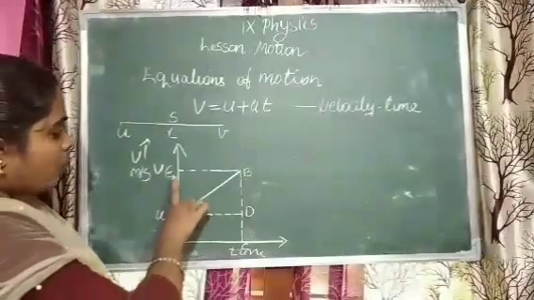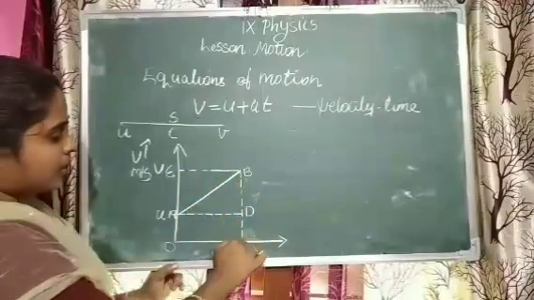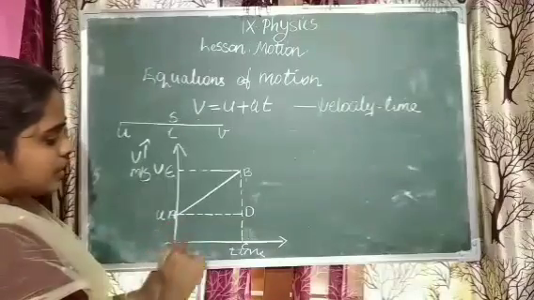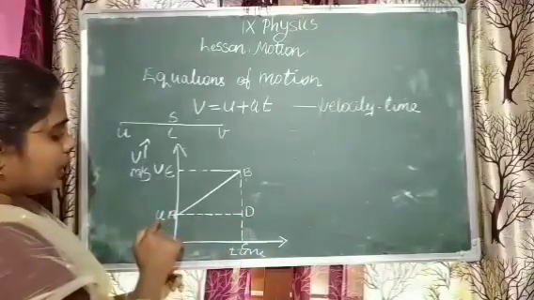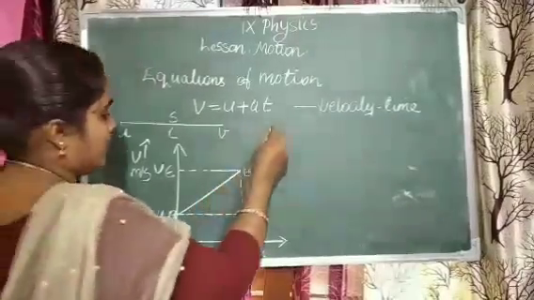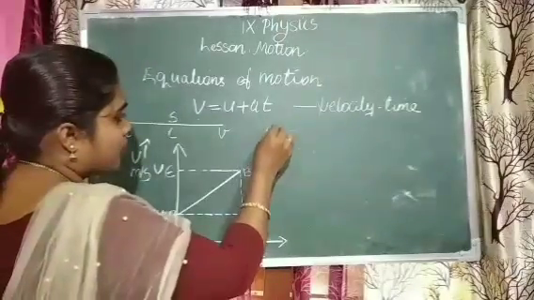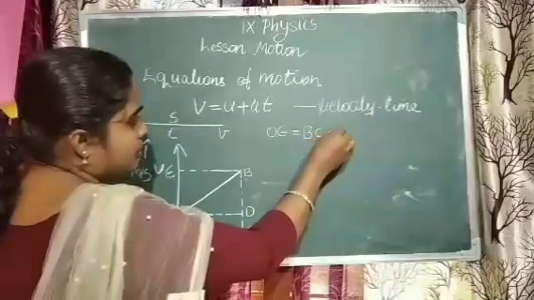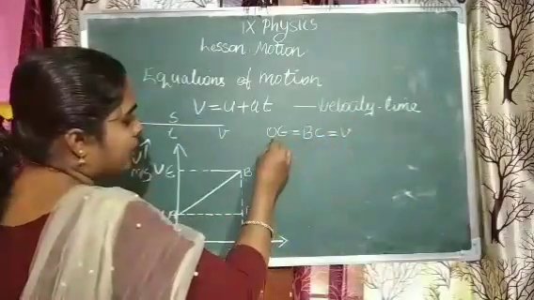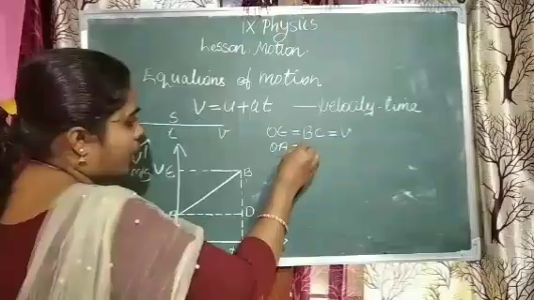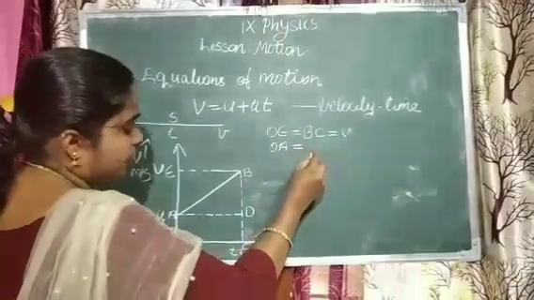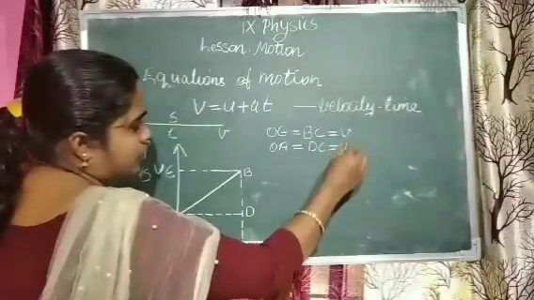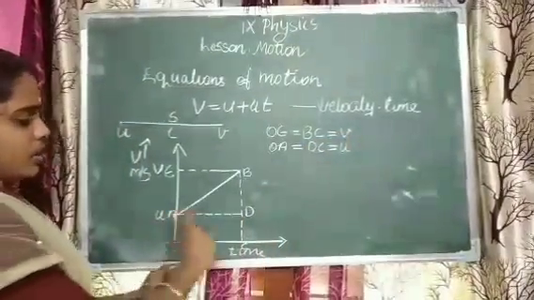Here OE is equal to BC, which is equal to the final velocity V, and OA is equal to DC, which is equal to the initial velocity U. This distance and this are equal.